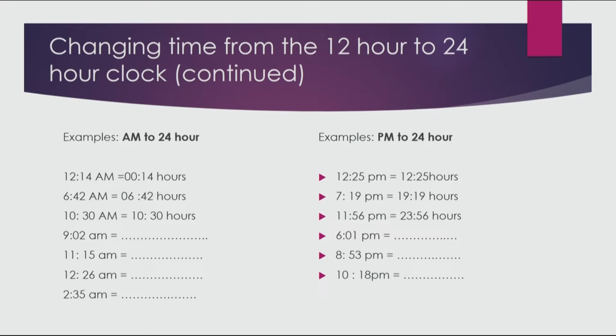Changing time from 12-hour to 24. We continue there. So let's change AM to 24 hours. Here are the examples. 12:14 a.m. is the same as 00:14 hours. 12:14 a.m. it means it's 00 hours.